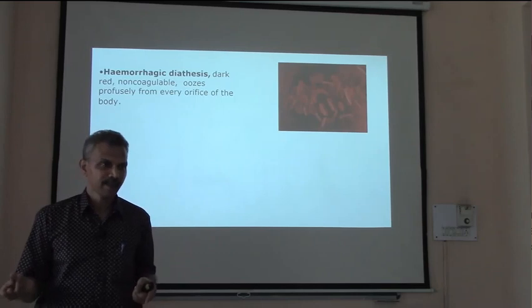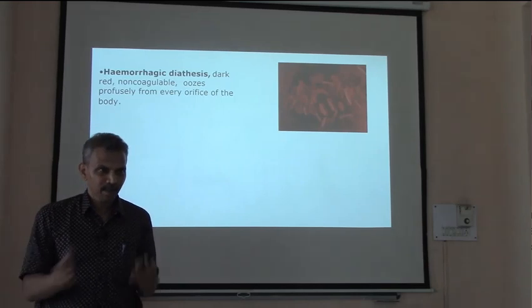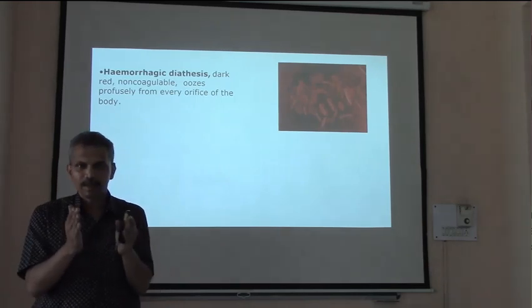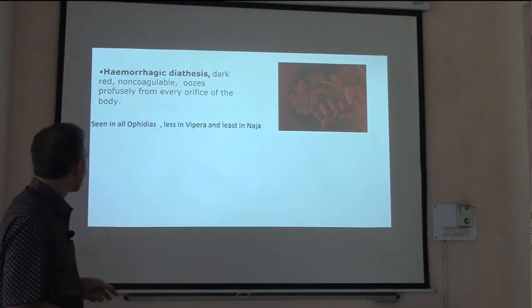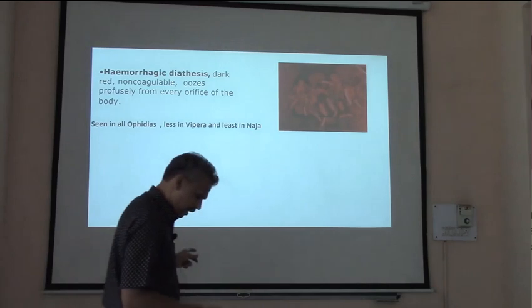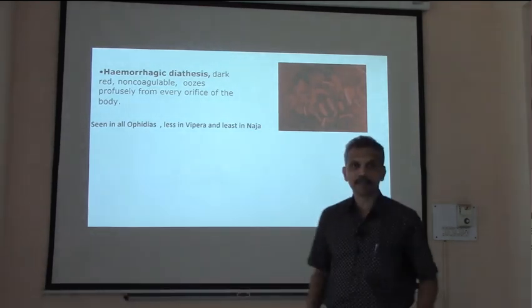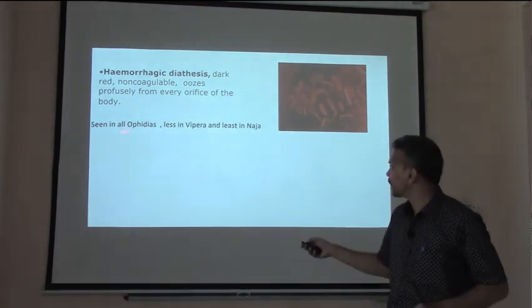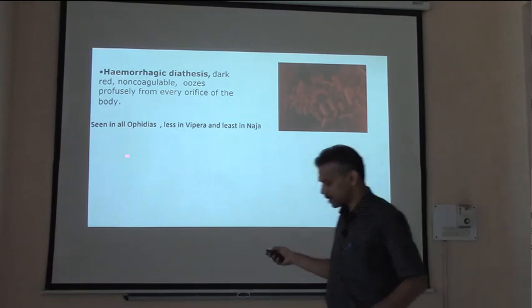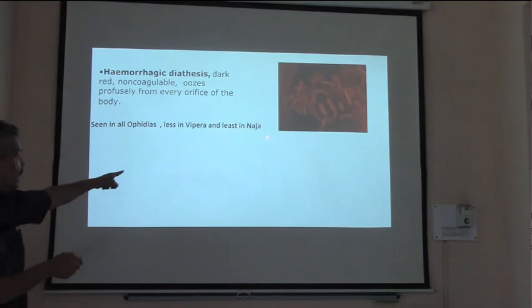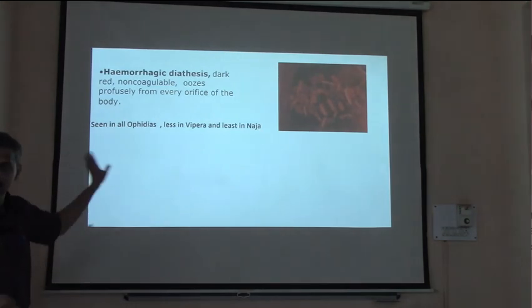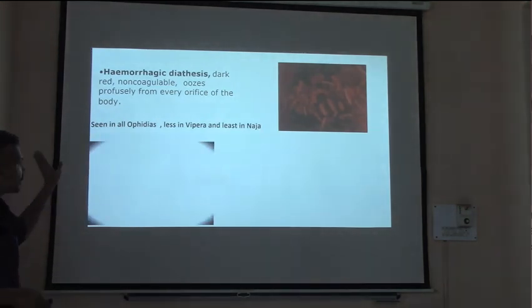Stasis and venous hemorrhage. Okay. So this is how you will have to practically differentiate bleedings in Ophidias. Okay. So I have just made a statement taken from Dr. E. F. Harrington. Hemorrhages are seen in all Ophidias. Less in Vipera and least or nil in Naja. Okay, very, very important statement.